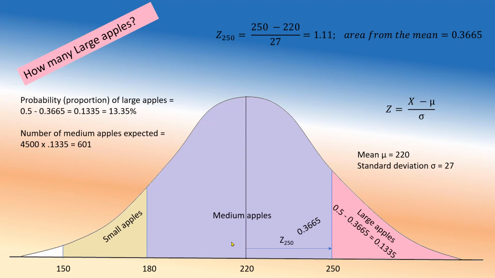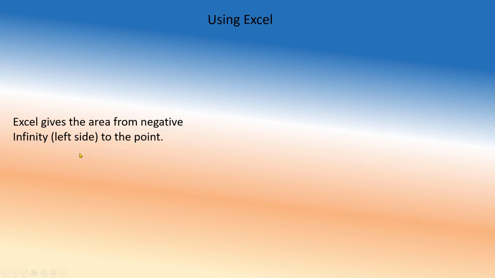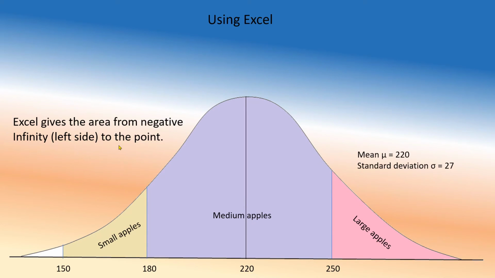So now let's go to Excel. Now Excel gives area from the negative infinity, from the left side. Always keep that in mind. Even for other distributions like t-score, etc., Excel always gives you from the negative infinity. So with that in mind, it's back to our picture. So in Excel, we use a function called norm.dist.